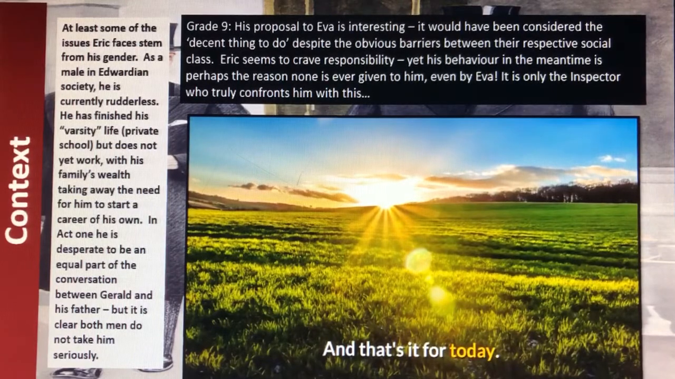Even Eva, as a woman, realises this and won't give him that responsibility, despite her being in very hard times when she gets pregnant. It is only the inspector that truly confronts him with the responsibility he should have, and that only happens right at the end of the play. He responds with almost shutting down and with anger and aggression, yet again a violent emotional reaction.